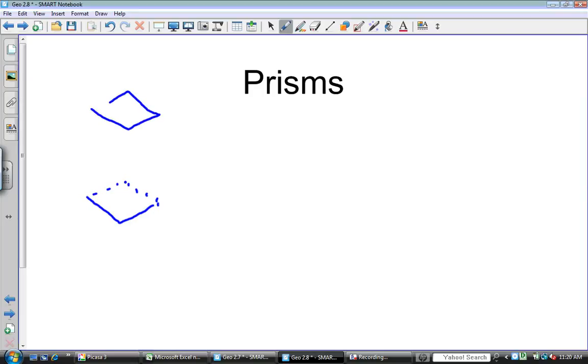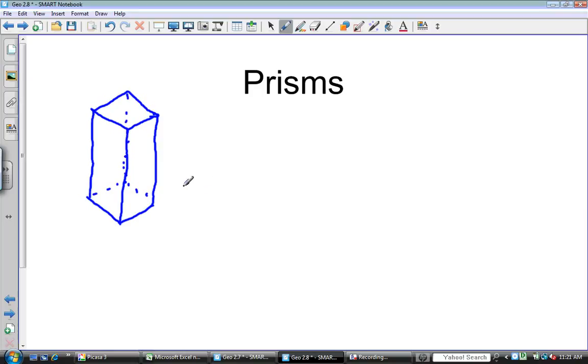Now we draw a dotted line in the back here, so when I connect these, the line out there, oops, that's not very, let's try that. The lines in the back we call hidden lines, because they won't be seen.